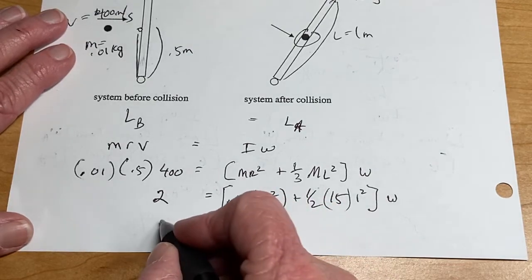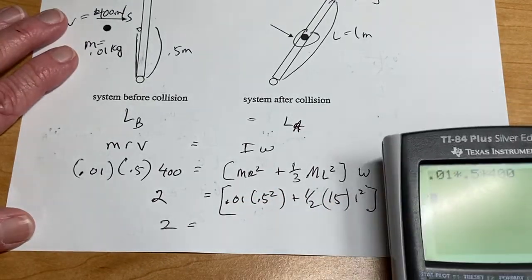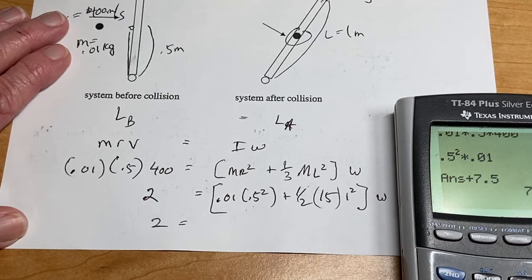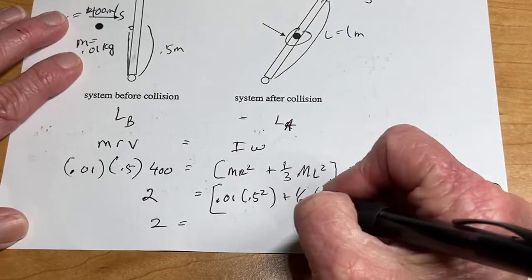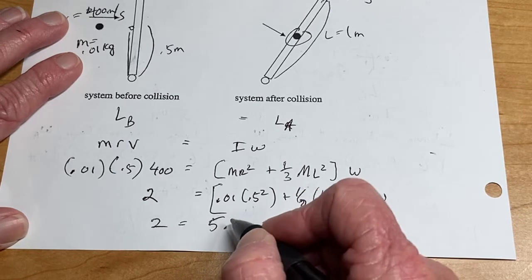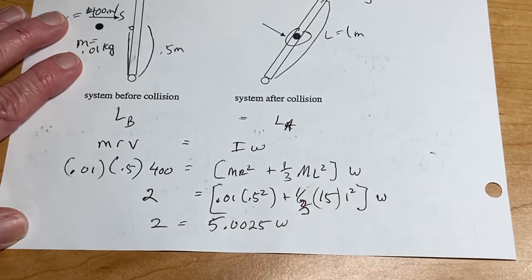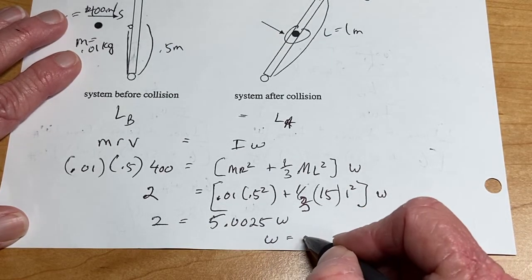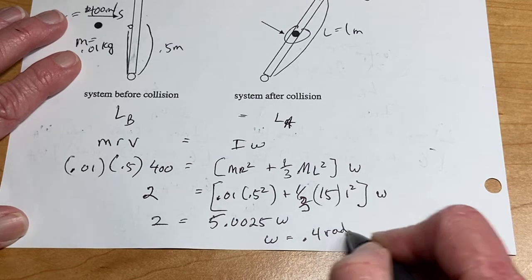All right, so 2 equals, you can add all that up if you want. Here, I'll do it here real quick. Well, 1/3 of 15 is 5. 0.5 squared times 0.01 is 0.0025, plus 5. Equals 5.0025 omega. When you divide both sides, you get omega is 0.399 something, so we'll give it a 0.4 radians per second.